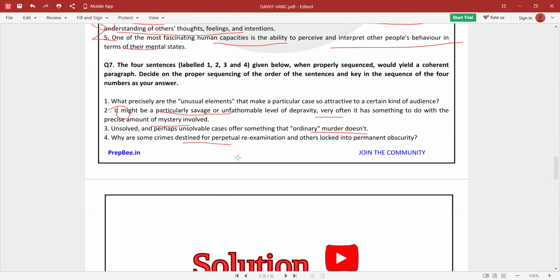So 4 is introducing the paragraph. Then it says that there is obscurity. Right. Then they are talking about unusual elements. So 4, 1 is your link. After 4, 1, it is asking a question and the answer is given in 2. So 4, 1, 2, and 3.